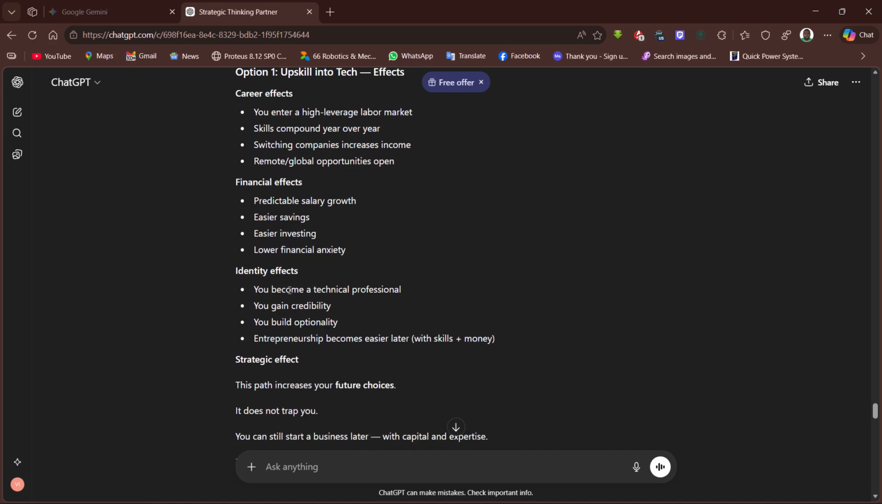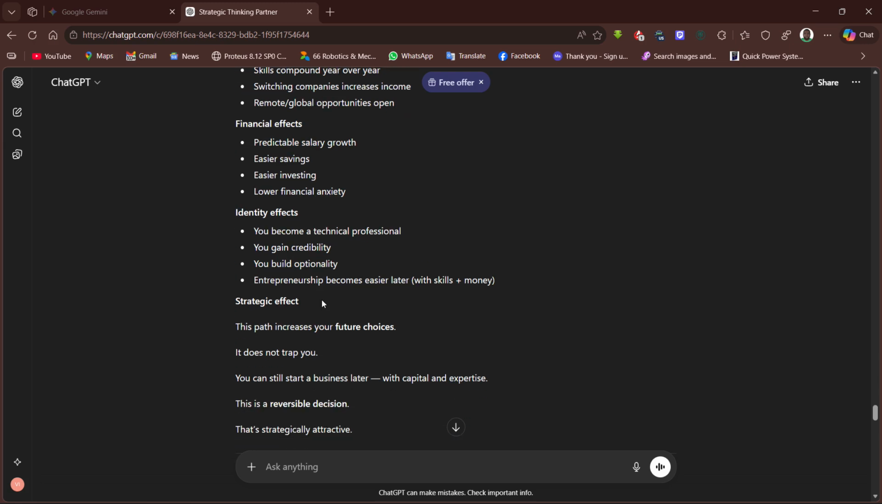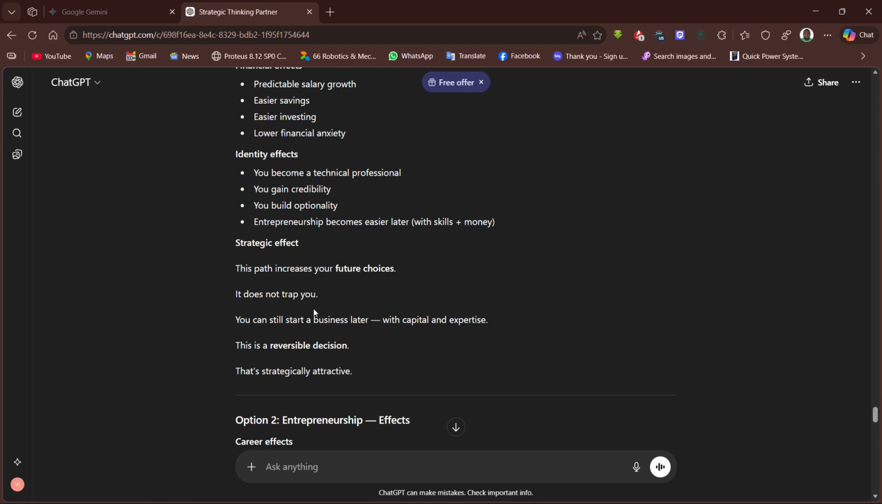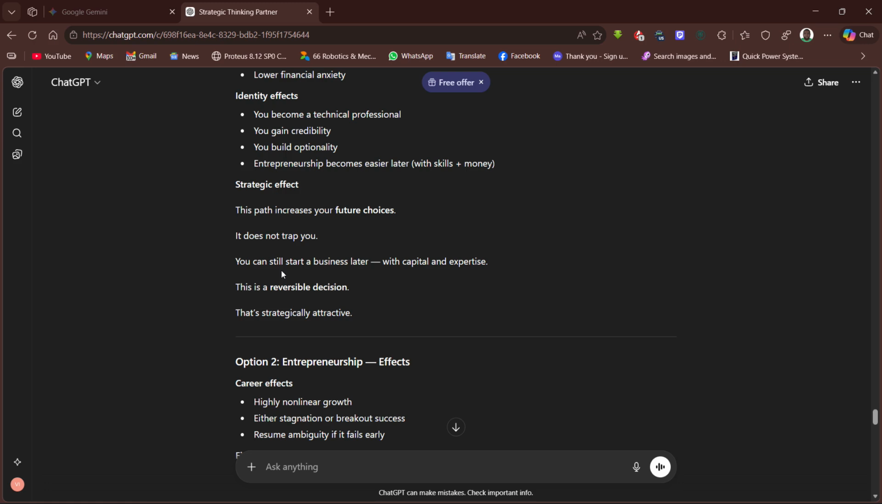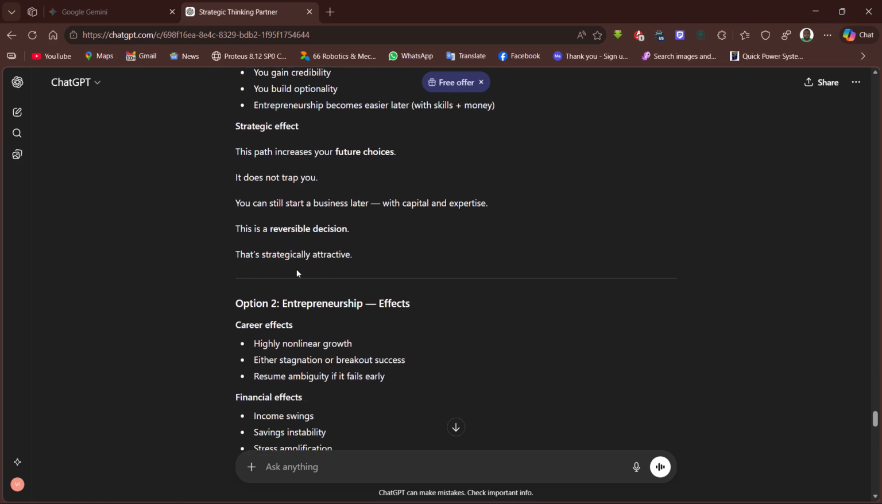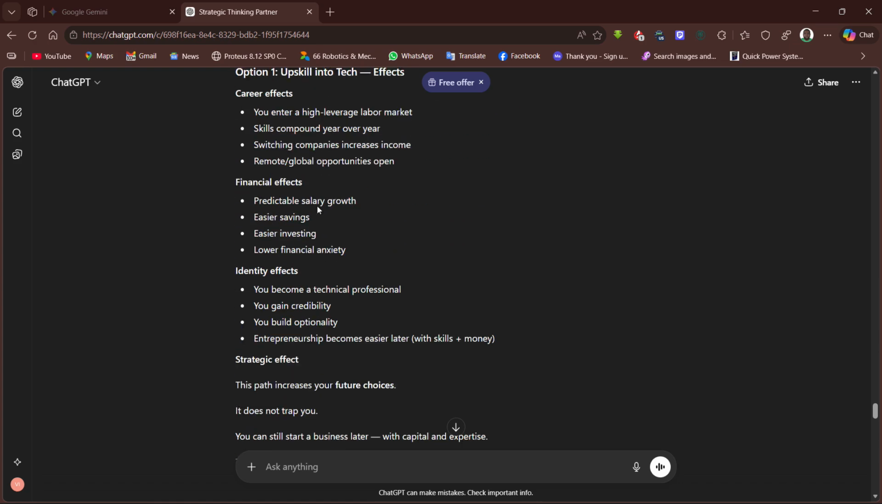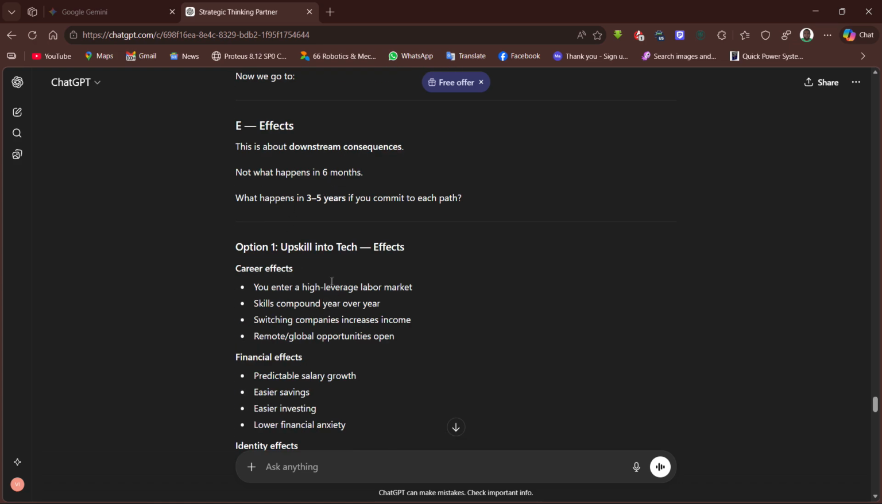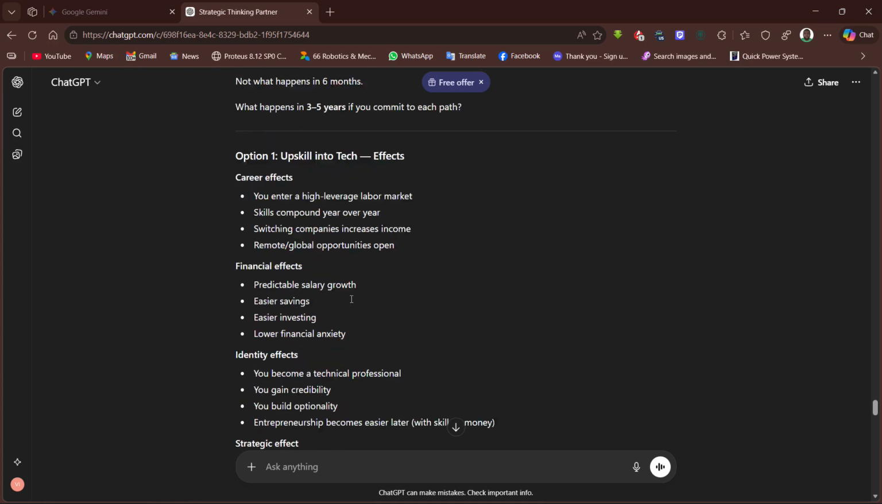Identity effects: you become a technical professional, you gain credibility, you build optionality. Entrepreneurship becomes easier later with skills plus money. Strategic effects: this path increases your future choices, it does not trap you. You can still start a business later with capital and expertise, right? This is a reversible decision. So that's strategically attractive. So these are the effects, rather, not the trade-offs.